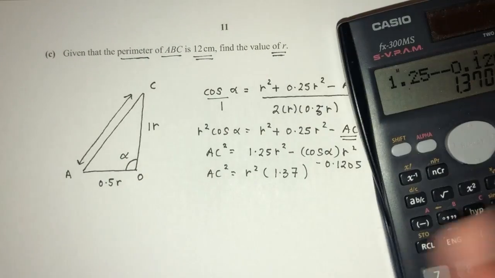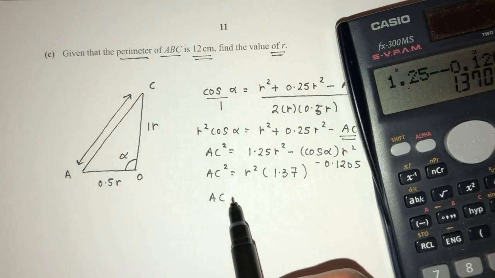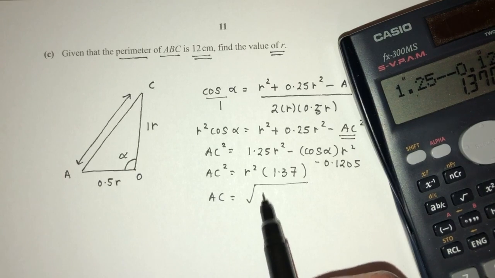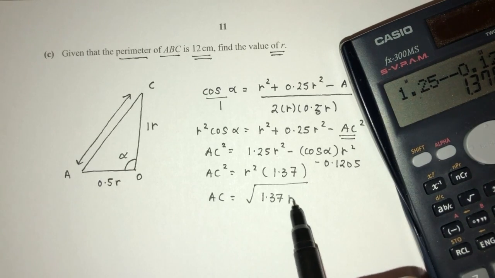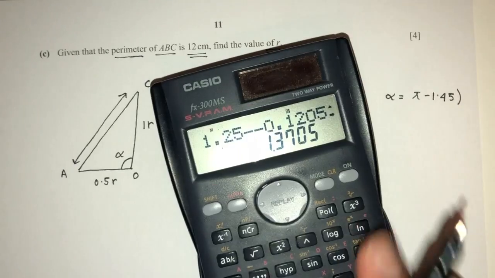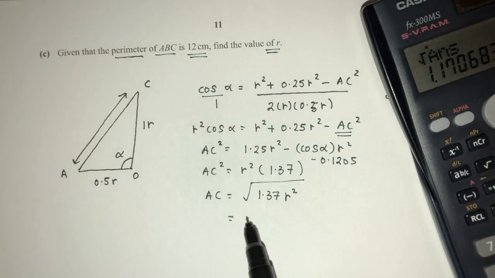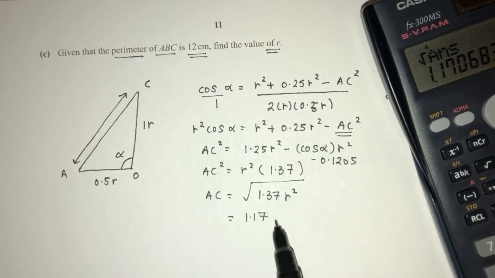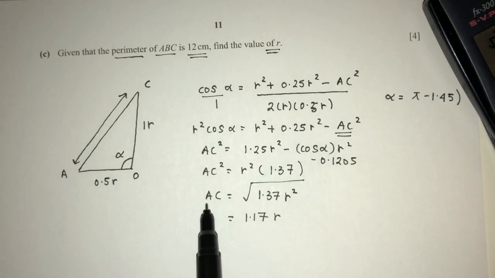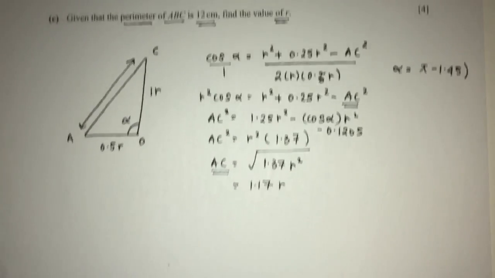Okay, which is good. So AC will be square root of 1.37 all square. So square root of that will be 1.17. All square will become R. So we have seen that AC is 1.17 R.